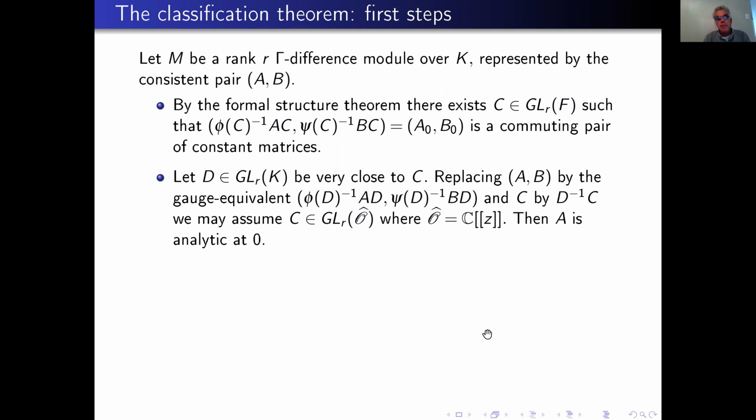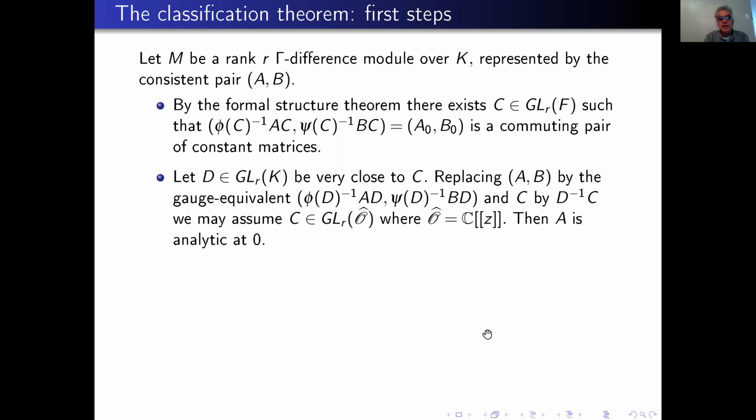And then an approximation argument tells you that, in fact, you can choose this C to be in GL_r of O hat, not just GL_r of F. In other words, in GL_r of the ring of power series rather than in the field of Laurent series.